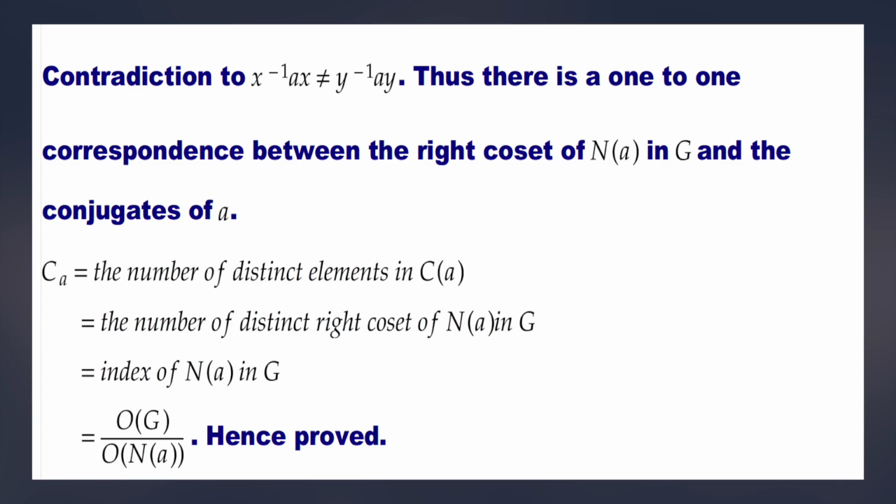This is a contradiction, so x inverse a x is not equal to y inverse a y. Thus, there is a one-to-one correspondence between the right cosets of the normalizer of A in G and the conjugates of A. We know that C(a), the number of distinct elements in the conjugacy class of A, is equal to the number of distinct right cosets of the normalizer of A in G, which is the index of the normalizer of A in G, equal to order of G divided by order of N(a). Hence, it's proved.